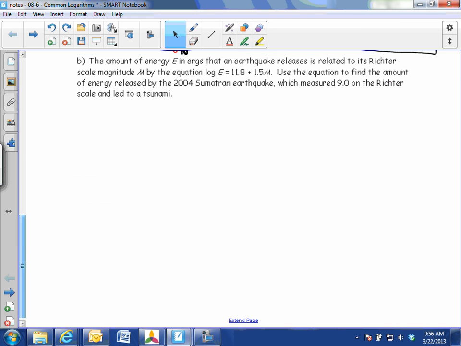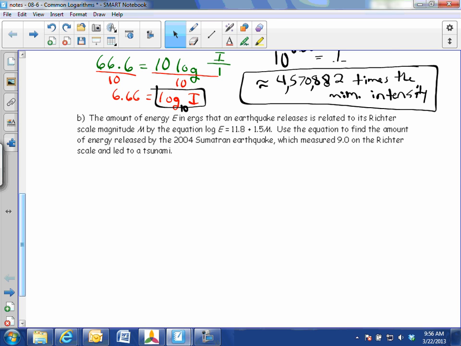Alright, now let's look at this next one. It says amount of energy E in, I think you call it ergs. I'm not sure, is that how you say that? Ergs? That's what it looks like to me. That an earthquake releases is related to its Richter scale magnitude M by this equation. Use the equation to find the amount of energy released by the 2004 Sumatran earthquake, which measured 9.0 on the Richter scale and led to a tsunami. I remember that.